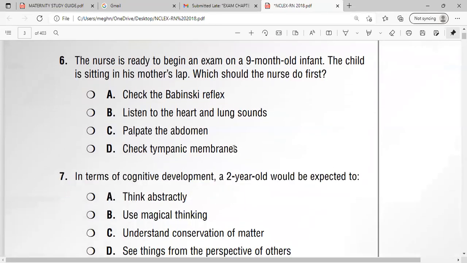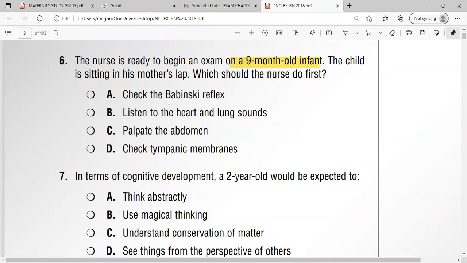And next question: the nurse is ready to begin an exam on a 9-month-old infant. The child is sitting in his mother's lap. Which should the nurse do first? So my client is only 9 months old, right? And you are the nurse going to examine today. So what should the nurse do first?